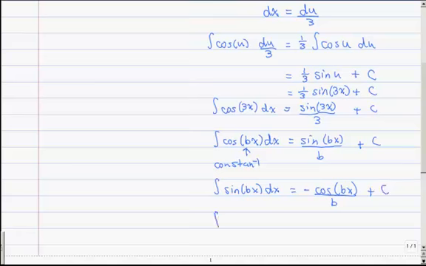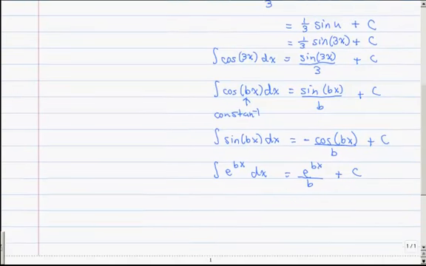If we were integrating e to the b times x with respect to x, we would get, well, the antiderivative of e to the x is e to the x, but of course this would be e to the bx divided by b, plus a constant of integration. This is something to remember. All right, now let's go back to our problem.